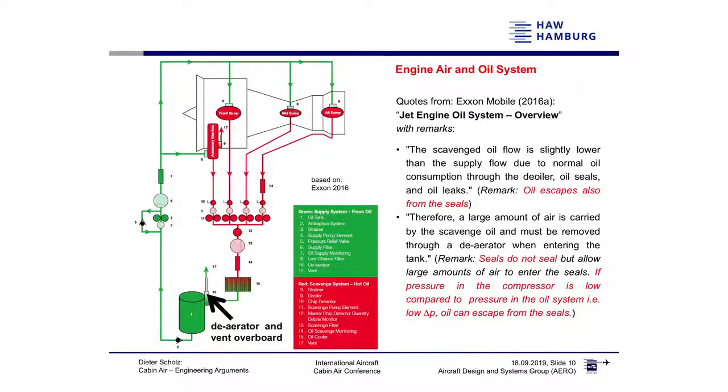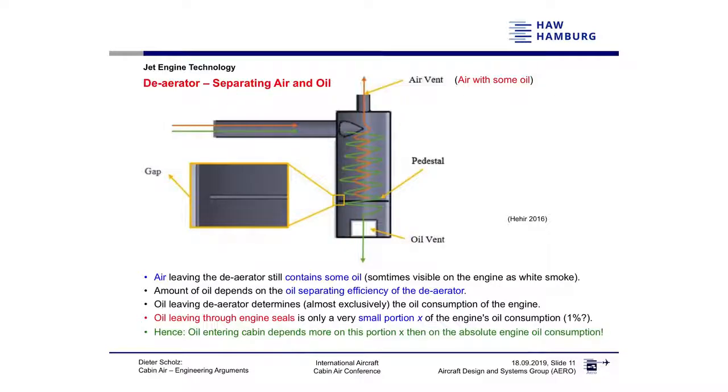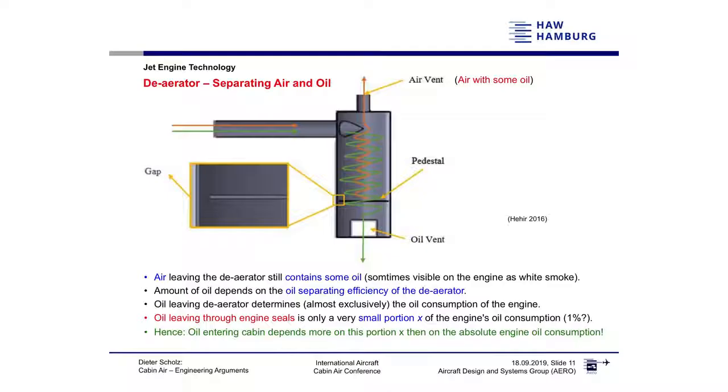Now, how does the air get out with a deaerator? It is such that we have a cylinder, and along the side, the air and oil mixture enters. It swirls around through centrifugal forces. The oil is guided to the side and is going down here and back into the oil tank, where the air is going out. Now, this deaerator only has a certain efficiency, which means that clearly some of the air going out will also have oil going with it. And this is the oil consumption.